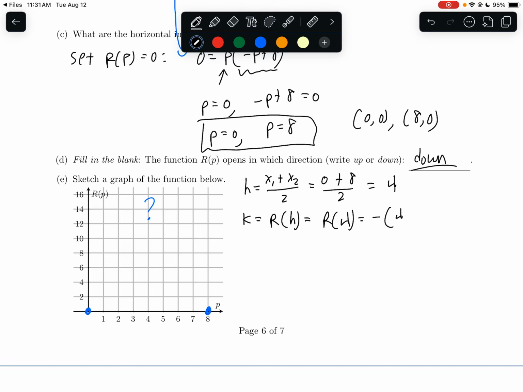If I put it into the first one that we had, it's negative, P is now 4, so 4 minus 4 squared plus 16 gives me 0 plus 16, so I get 16. So actually the vertex is at 4, 16, which is up there. So the vertex ordered pair is 4, 16. So the graph would look something like this. Okay.